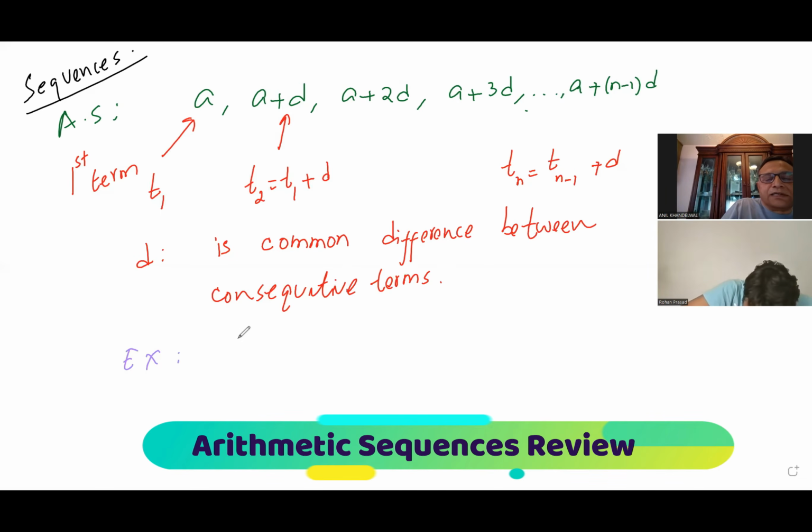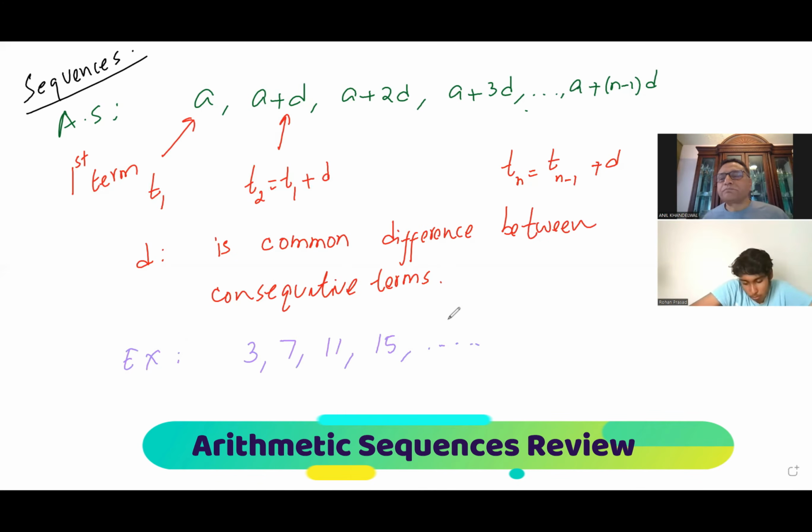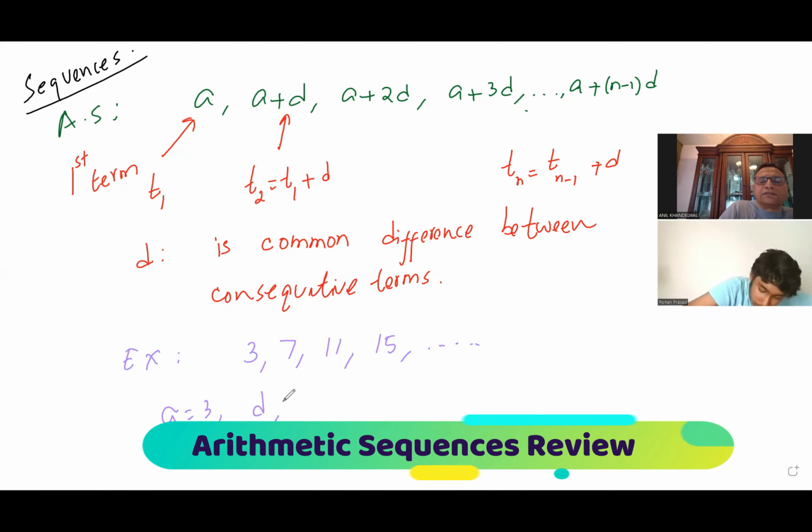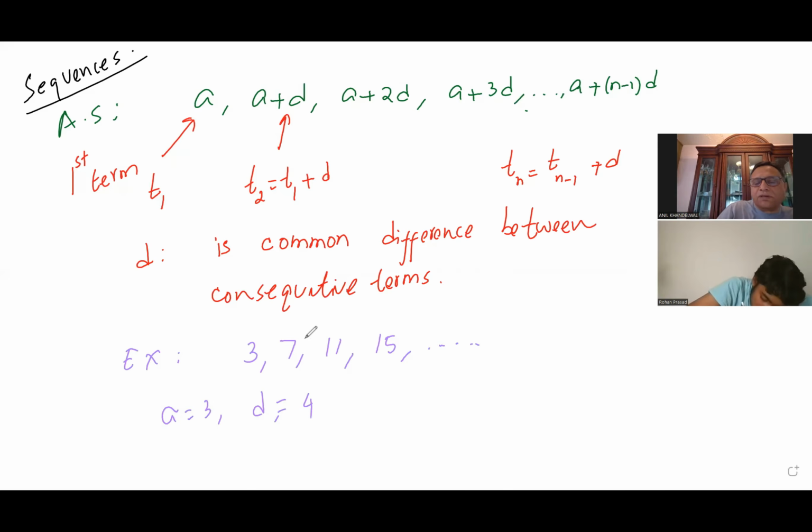Correct. So as an example, we could take any example. Let's say we have a term 3 and then add 4, we get 7, add 4, 11, add 4, 15, and so on. So that becomes an arithmetic sequence. Is that clear to you? Yes, sir. So A is equal to 3, D is equal to 4, right? 3 plus 4 is 7. And the general term Tn can be written as 3 plus n minus 1 times 4, right?